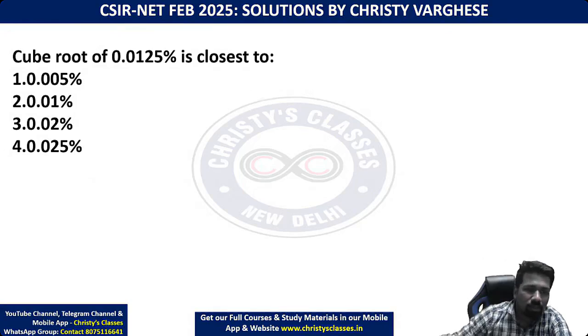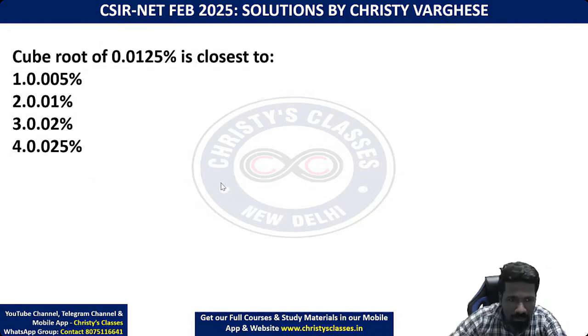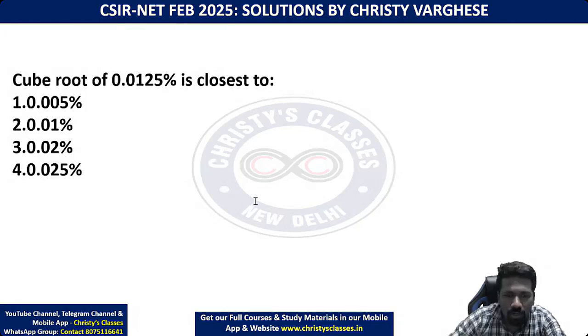Surds and exponents or percentage, it is a mixture of both. Due to lack of time, I will start explaining; otherwise, we cannot cover one more question, which was an important question. Cube root of 0.0125 percentage. First of all, percentage means what? Divided by 100. So let us represent it first: 0.0125.